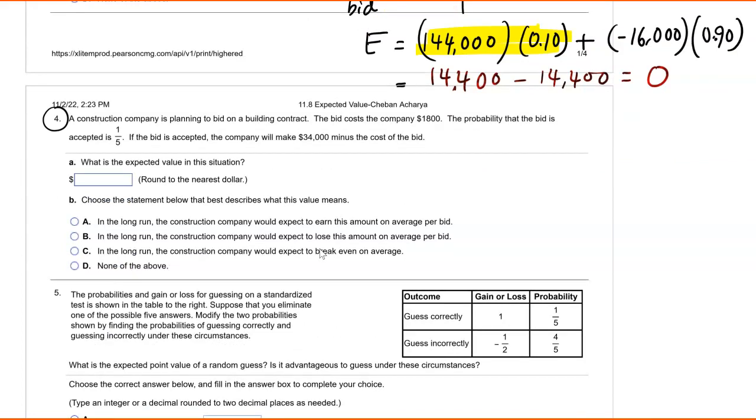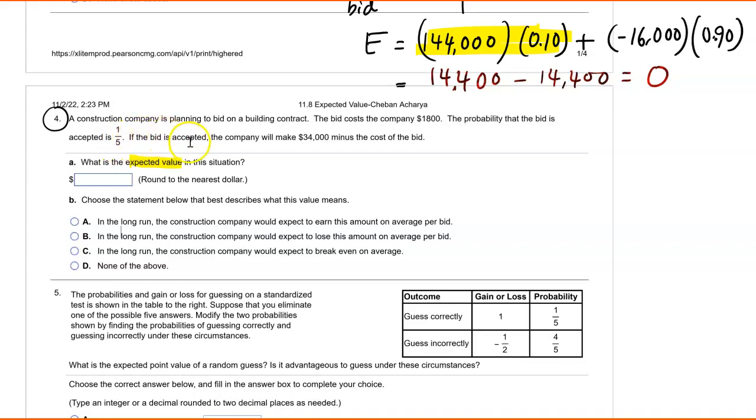The same question here. Find the expected value, but this doesn't have a table as well. Therefore, first you've got to create the table. Let's read the question. A construction company is planning to bid on a building contract, similar to before. The bid costs the company $1,800, right? The probability that the bid is accepted is 1/5.